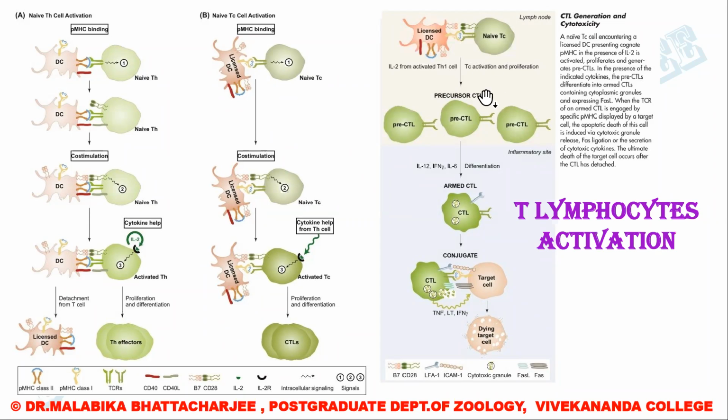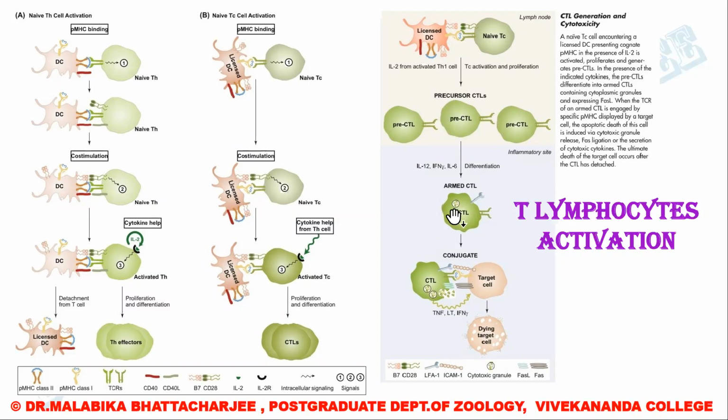Second stage, it is the proliferation and differentiation into pre-cytotoxic T lymphocytes. Now, the third stage is the differentiation of the pre-cytotoxic T lymphocytes at an inflammatory site into armed cytotoxic T lymphocytes. So you can see the differentiating cytokines. These pre-cytotoxic T cells are activated in the third stage to give rise to the armed cytotoxic T cells with the help of the cytokines IL-12, IFN-gamma, and IL-6.